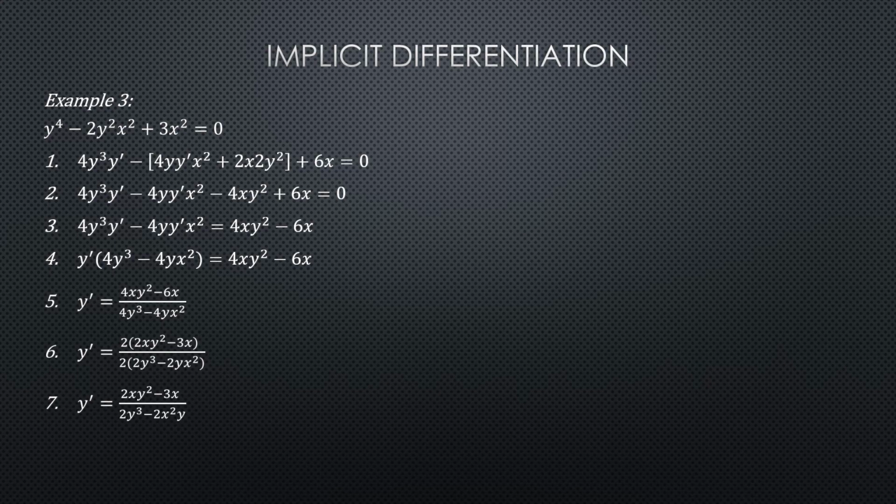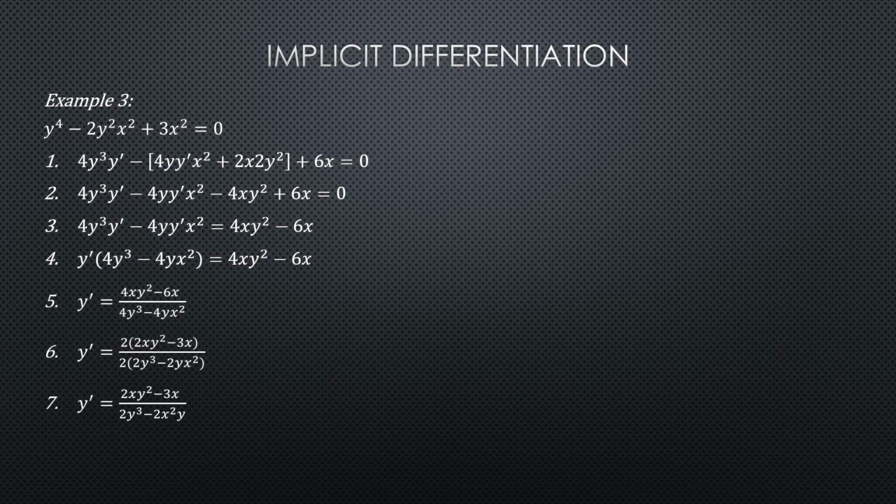In the first term, y raised to the fourth power, we get 4y to the third power, and then we add our y prime. Minus the derivative of the first times the second plus the derivative of the second times the first. That's what that bracketed part is. For the 2y squared, we take the derivative, which gives us 4y y prime times the original, which is the x squared. Then we put a plus because this is the product rule, and we take the derivative of the x part. So we've got 2x times the original 2y squared. That's the tricky part on that one.